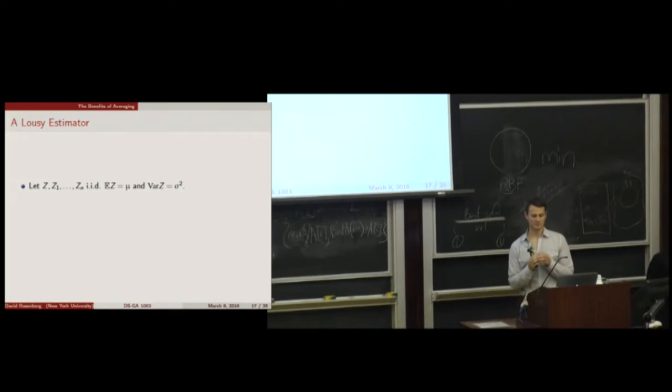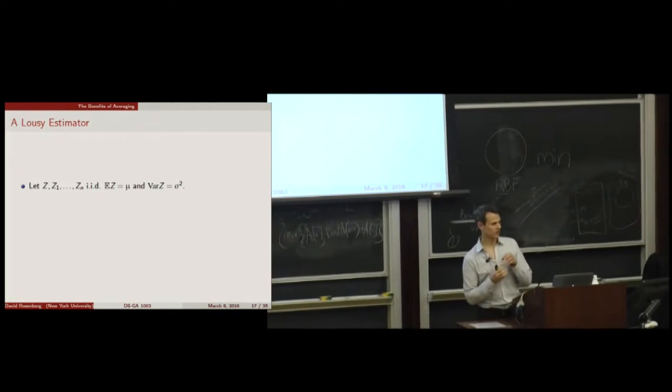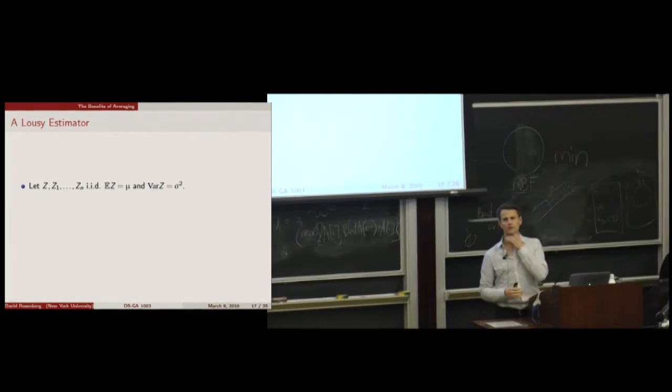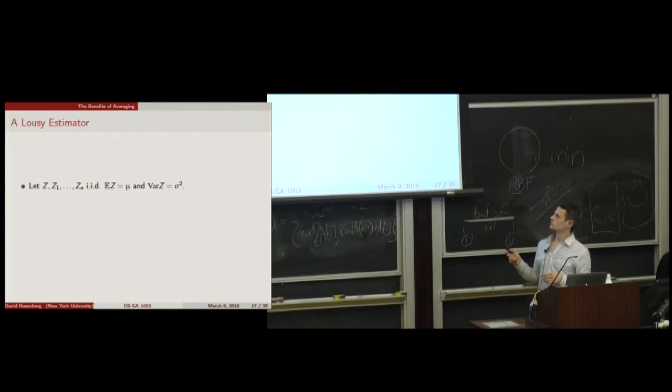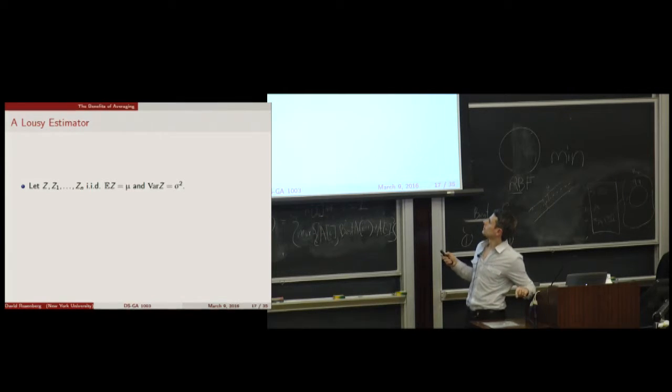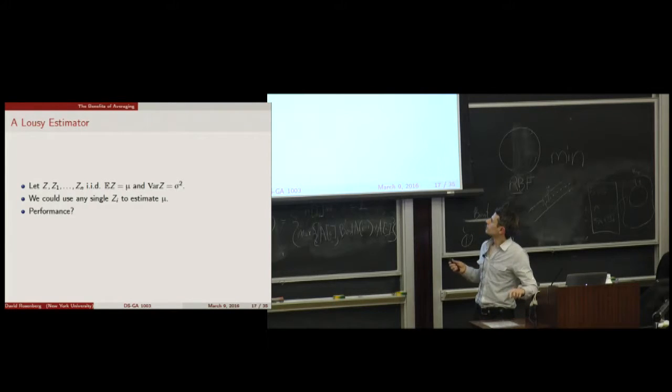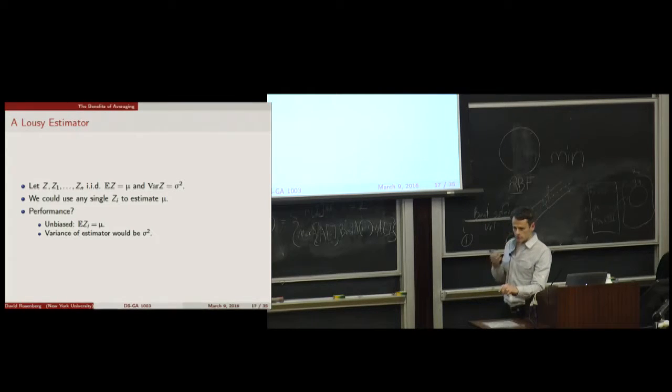That's a good start. What's the variance of Z1? Sigma squared. The variance of Z1 is sigma squared. So we could use Z1 to estimate mu. We're leaving a lot of data on the table, but it's an estimator. And the variance is sigma squared, and the point is we can do better than sigma squared by averaging.